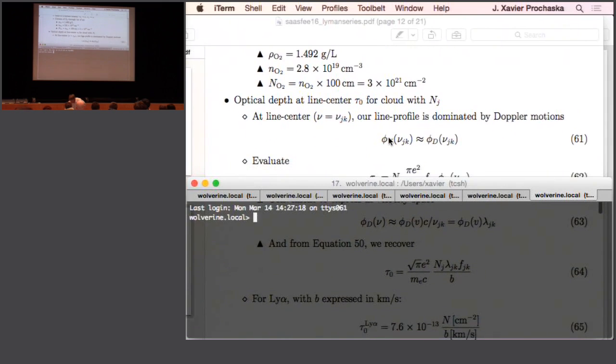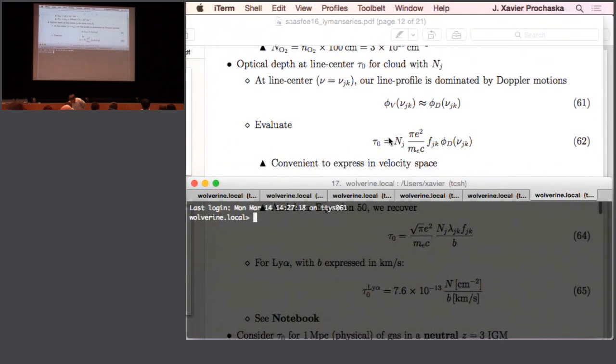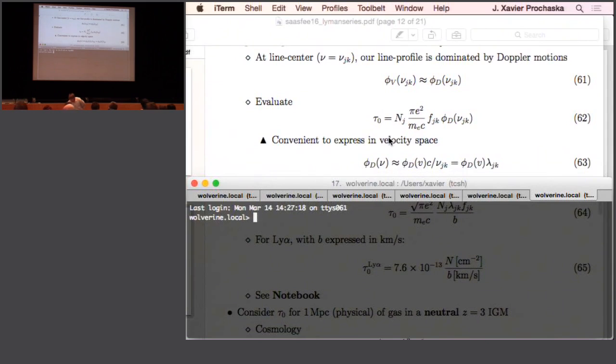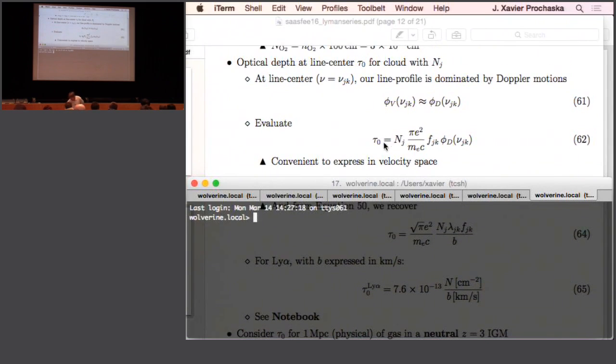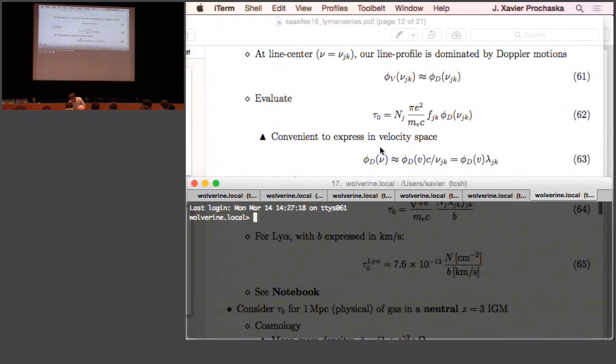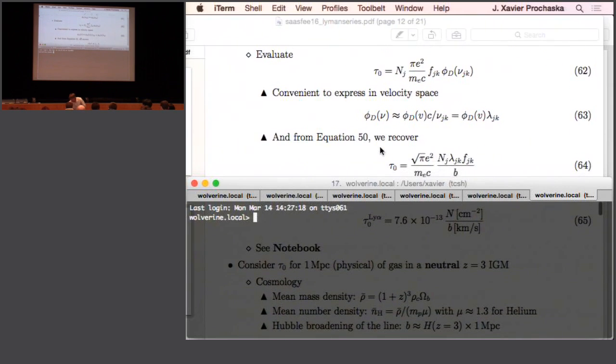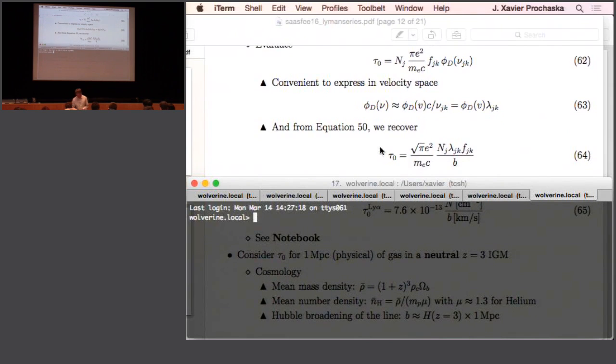A useful quantity is to estimate the optical depth of an absorption feature at line center. So tau 0 here is the optical depth at line center. And again, at line center, the Doppler profile dominates the description of the profile. So you can write it in this manner. Again, more convenient, at least for me, to think in velocity space. So applying the Jacobian, we would recover this relatively simple expression.